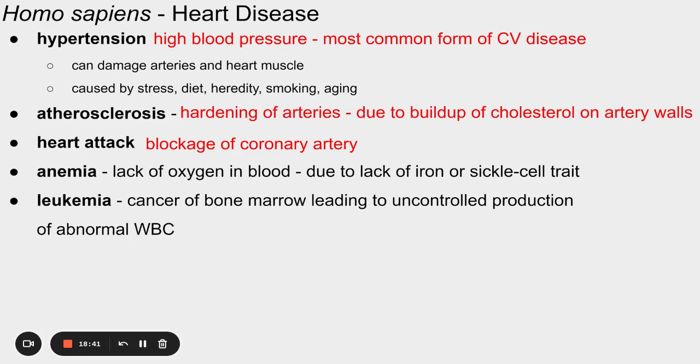Anemia, we talked about. When our blood doesn't carry enough oxygen, it could be because of a lack of iron. There's sickle cell disease, when a person has a genetic trait that leads to their hemoglobin being misshapen, and their blood cells, when they're low in oxygen, take on a different shape and can clog up in different parts of the body and cause pain and damage to different organs.